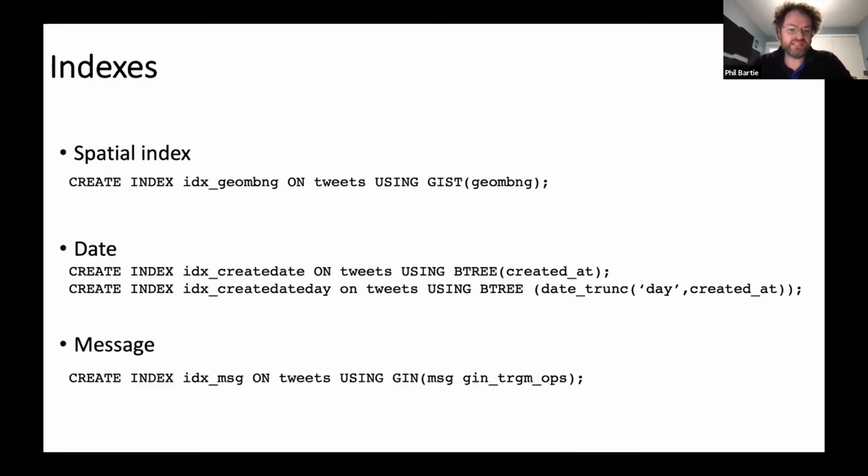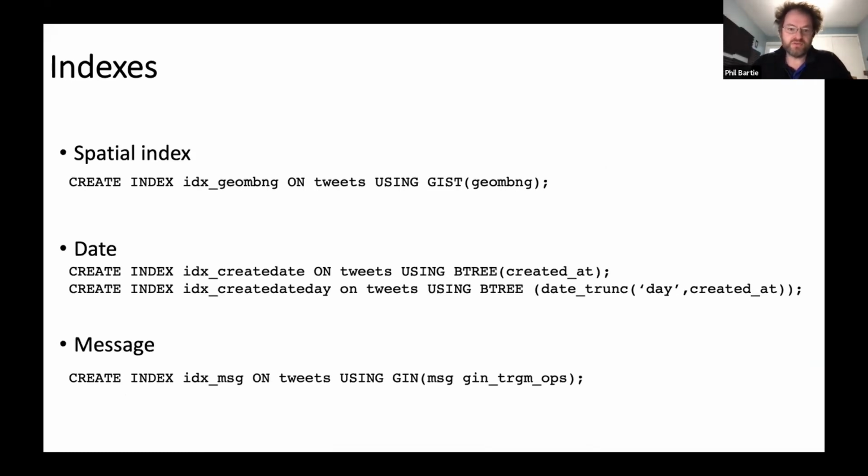We build indexes, of course: spatial indexes, date indexes, including functions on the date. So we tend to do quite a lot of analysis at the day level. By building an index on the truncated version of the created tweet date, that saves us a lot of time. We can use that index. We also have an index on the message using this GIN type with trigram ops.